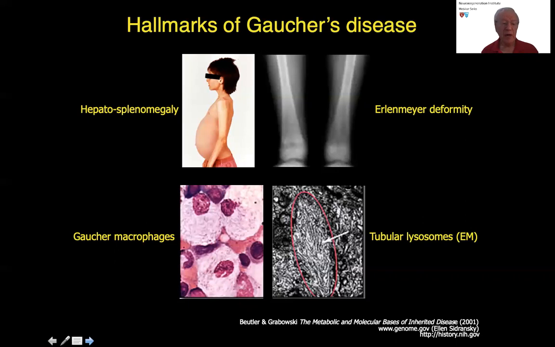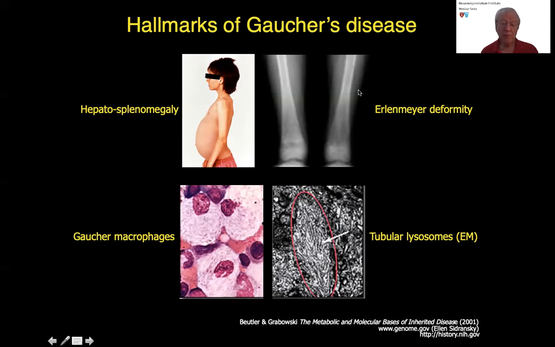The symptoms are increased size of liver and spleen, and the bone marrow has problems. There are Gaucher macrophages that lodge in the spleen, in the liver, in the bone marrow. These Gaucher macrophages are engorged with lipids that cannot be digested. And then sometimes in the lysosome, shown here, there is accumulation of crystals of glucosylceramide.